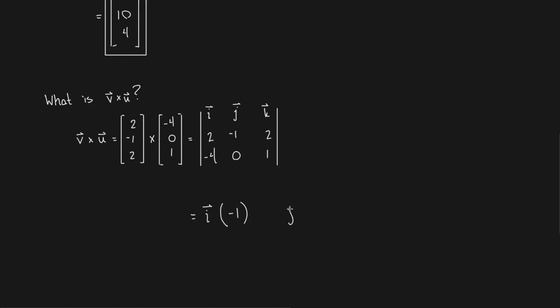Next, the j component. Imagine canceling out the row and column with the j in it. I'd be left with the determinant of the matrix 2, 2, -4, 1. The determinant of that 2 by 2 matrix is 2 minus 8. I'm sorry, 2 minus -8. 2 minus -8 is 10.